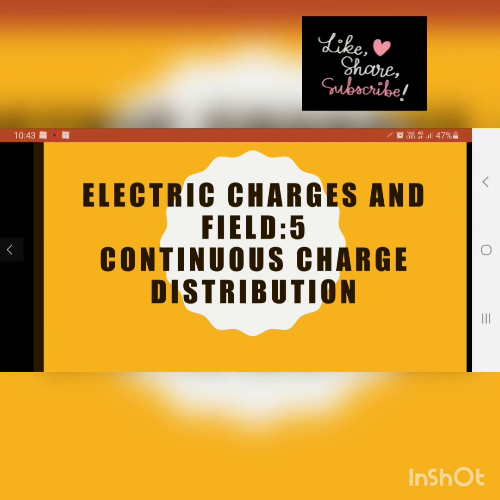This is in continuity of all my lectures of class 12. So we are discussing chapter number 1, and this lecture in particular would concentrate upon the continuous charge distribution. So let's go ahead. What do we mean by continuous charge distribution?